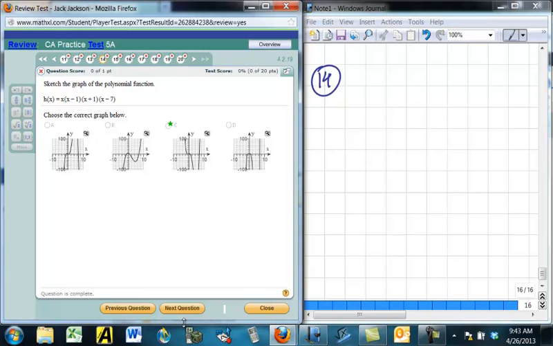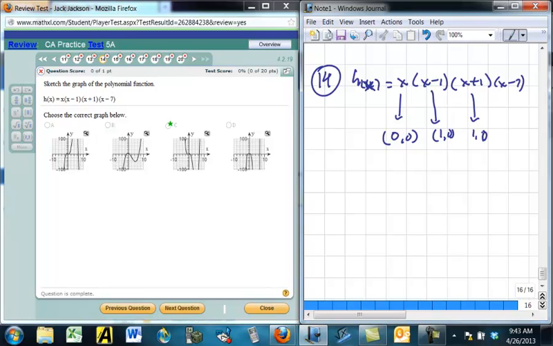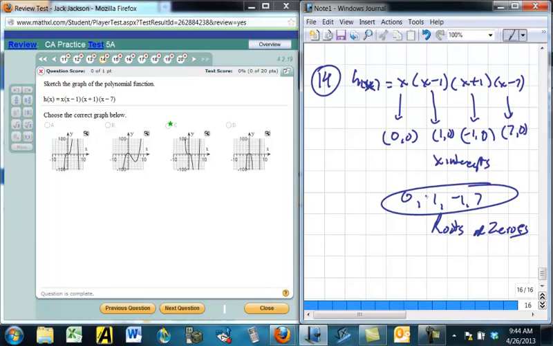Alright, which one of these goes with this graph? So we have h of x equals x times (x minus 1) times (x plus 1) times (x minus 7). So what makes these 0? So (0, 0), (1, 0), (negative 1, 0), and (7, 0) are our x-intercepts. So that means 0, 1, negative 1, and 7 are our roots, or sometimes we call them zeros. Roots or zeros.